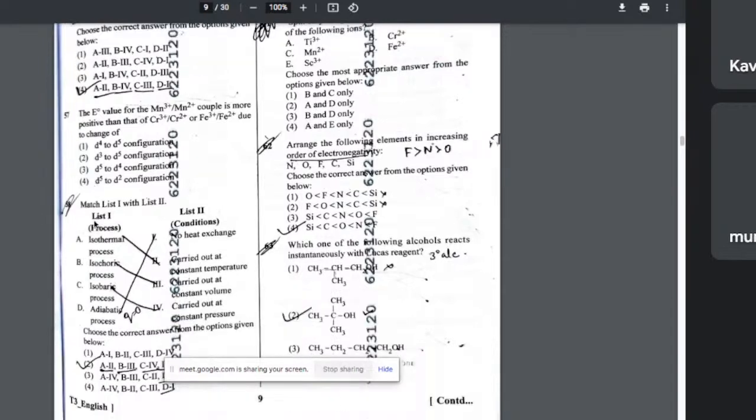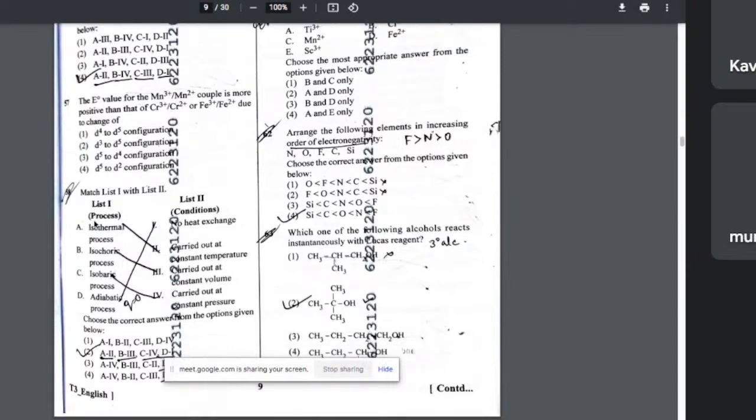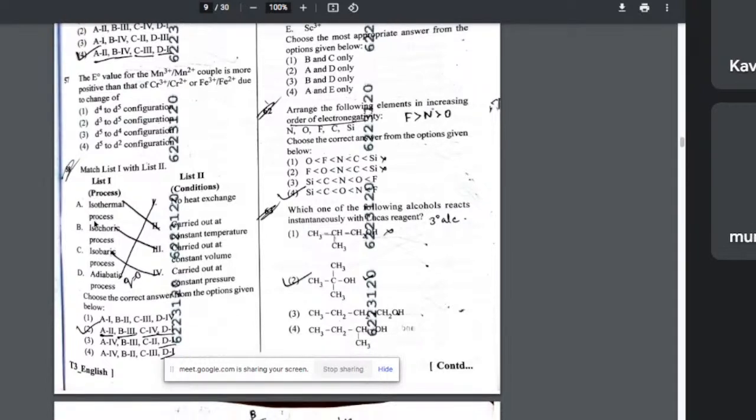Okay. Now next is, which one of the following alcohols reacts instantaneously with Lucas reagent? With Lucas reagent, this is actually the preparation of alkyl halides. If you remember, 2 degree and 3 degree alcohols show turbidity with Lucas reagent, 1 degree will not show instantaneously. So the correct answer is the 3 degree alcohol. Which is the 3 degree alcohol? The second is the 3 degree alcohol. It will react instantaneously with Lucas reagent and give turbidity immediately. The answer is the second option.